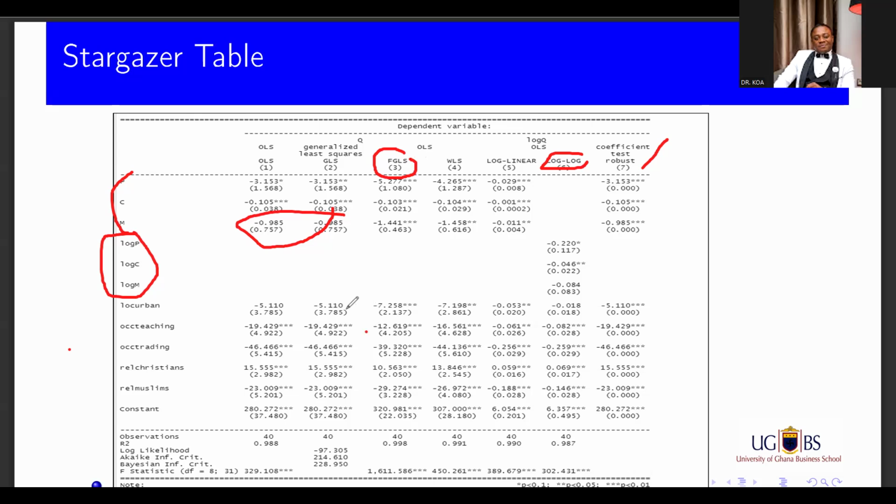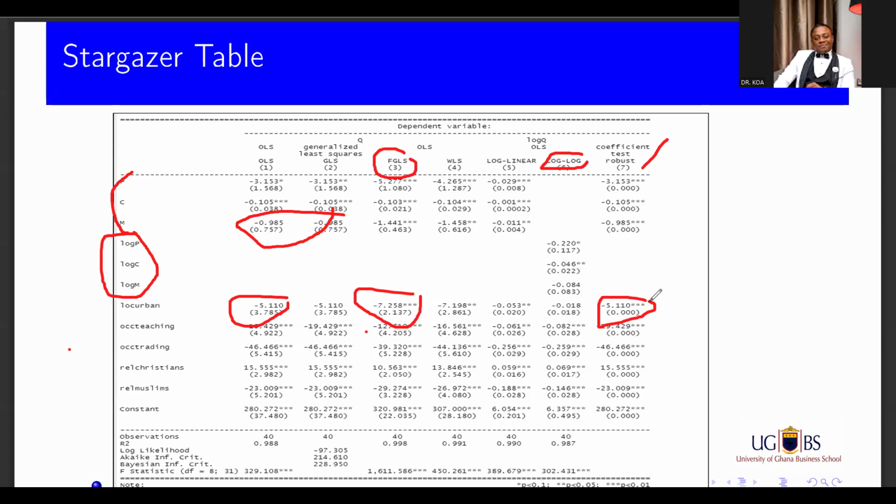And when you check even location urban, you will notice that the feasible GLS is showing a significant result. But you have to be careful when you're interpreting this feasible GLS. And OLS also gives you significant.